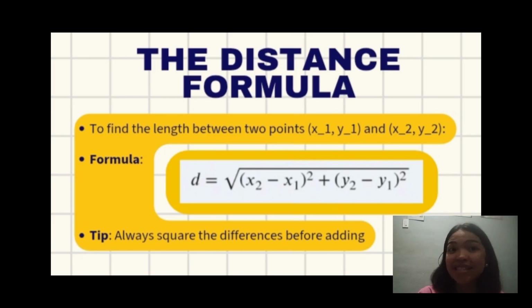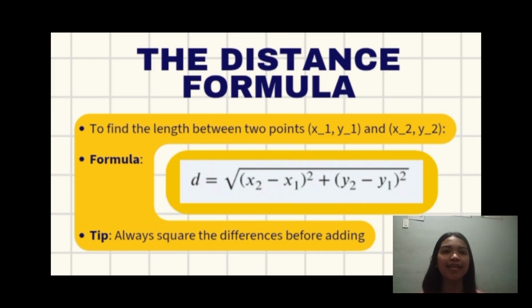And what formula is that? Or what connection is that? The Pythagorean theorem. To find the distance, or the letter d, we use this formula. As you can see from the screen, d is equal to the square root of (x sub 2 minus x sub 1) squared plus (y sub 2 minus y sub 1) squared.